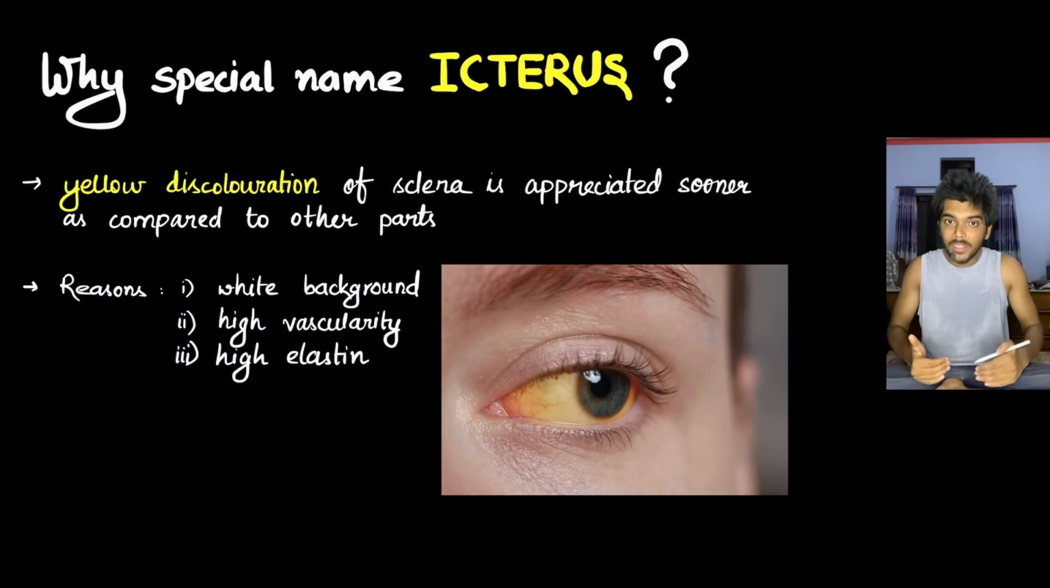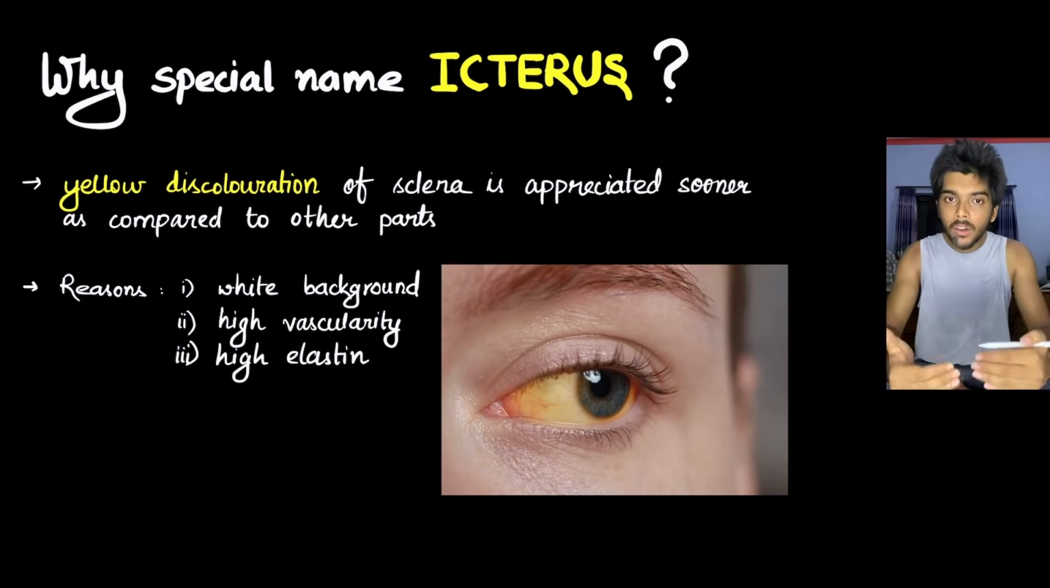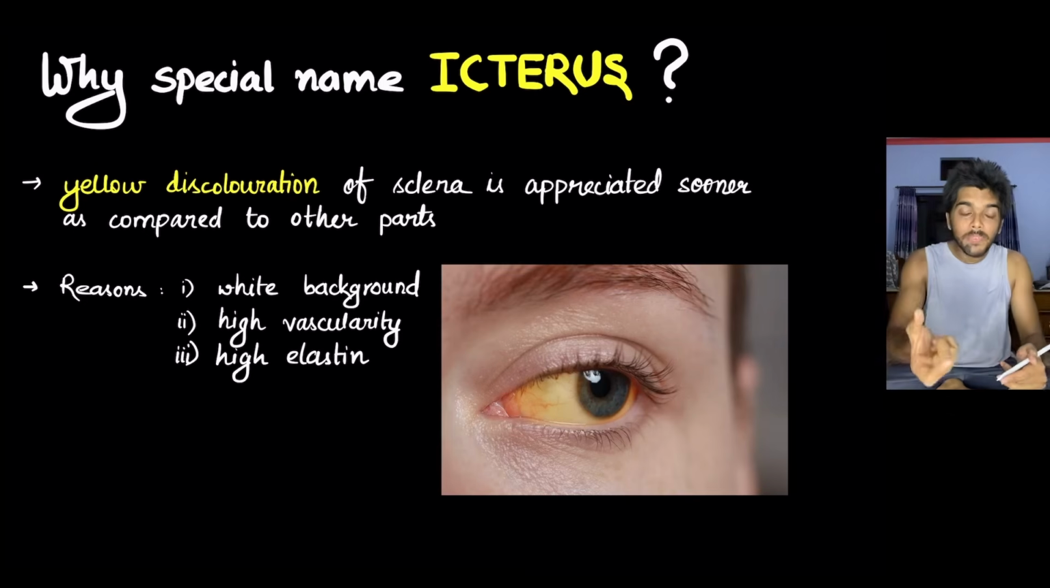So if a patient with hyperbilirubinemia comes to you, right? Comes to you. And this patient has physical sign of icterus, right? Physical sign of yellow discoloration of sclera.